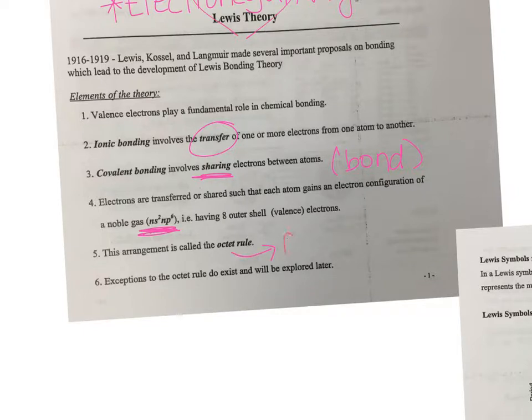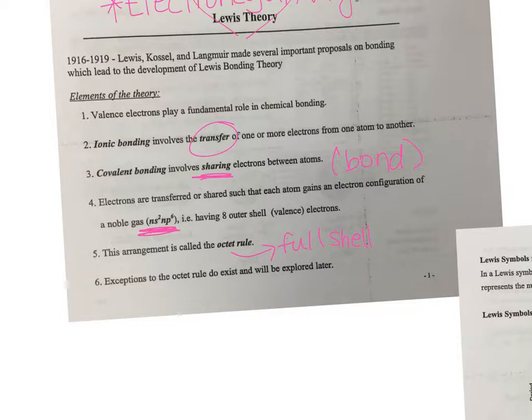So a full shell. Okay, so we know that when we get lower and lower on our periodic table, you start having probably more in that outer shell. We're not going to deal with that in Chem 1 though, okay? Don't worry about it right now. But a full shell is satisfying an octet rule.